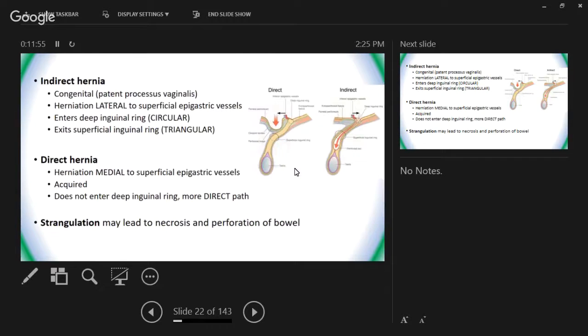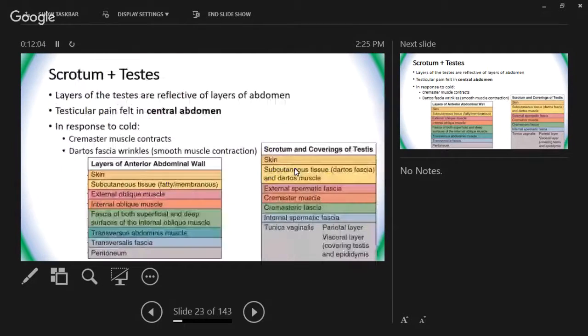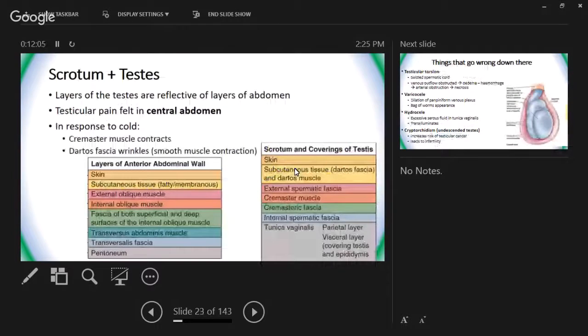Let's put this in again, just to do the summary. Straight into the testes. So the cool thing about this is that the layers are pretty much the same in the abdomen compared to there.